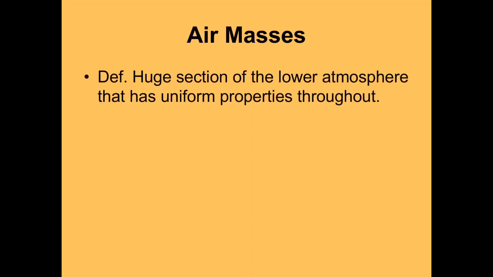the definition is a huge section of lower atmosphere that has uniform properties throughout. So we live in our troposphere, at the lowest level here on Earth, and the air is moving constantly from north to south or east to west or vice versa, and temperatures, depending on the source region, can be hot, dry, cold, and wet. So again, temperature and humidity can vary between those different source regions.